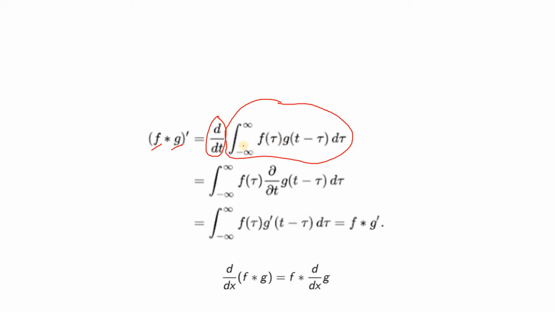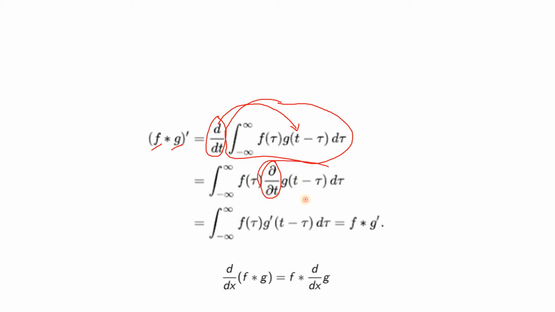Now see, f of tau is a function of tau, not t. So the derivative will be applicable only on the term where t is present. So we can take the derivative inside this integration and put it like this. Okay, right? Up to this point is also clear.